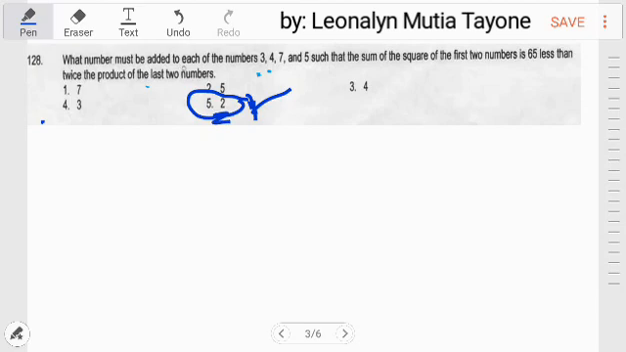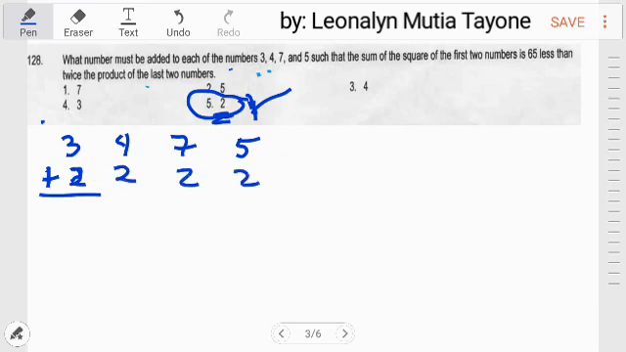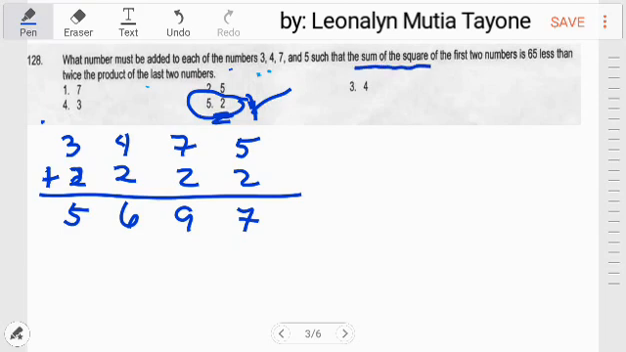What number must be added to each numbers? Si 3, 4, 7, at saka si 5. Ang sagot natin ay 2. So, mag-add tayo ng 2 sa lahat nito. So, maging 5, 6, this is 9, at saka 7 na ang mga new numbers natin. Such that the sum of the square of the first two numbers, sum of the square of these two numbers, so i-add natin. Square daw of these two numbers.